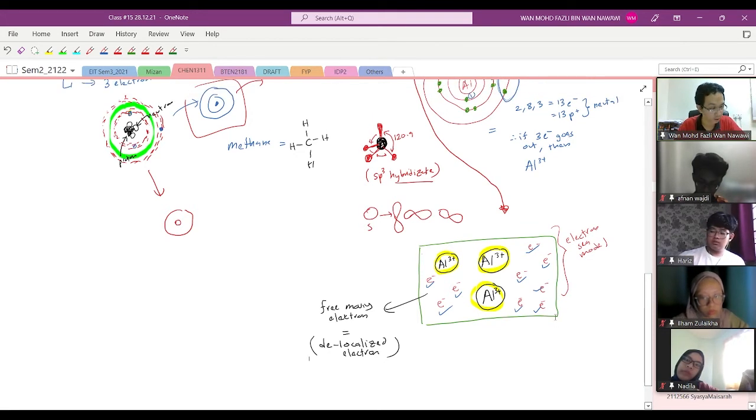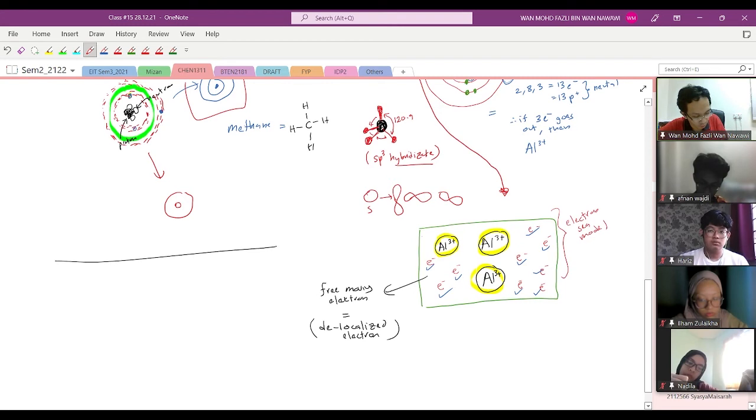The reason why they can move around is because the outermost electron, the outermost orbital, overlaps with the conduction band. That's one way to answer why they can move. That's one of the answers, because of the overlap with the conduction band.